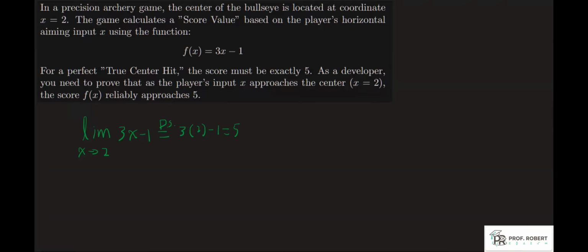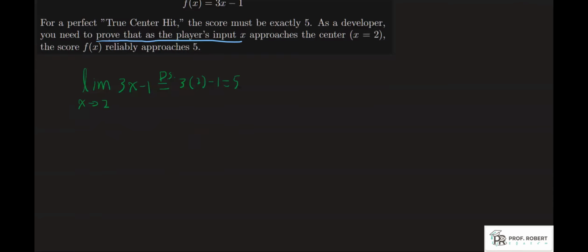Right? But what's even more interesting is that if you look at the problem, it says that you need to prove that as a player's input x approaches the center, the score is 5. Okay, so this actually changes the problem a little bit. It's not just asking us to calculate what the score is when x is 2 or approaches 2. Right? It's asking us to prove it. Then this problem essentially becomes a problem that is asking us to prove that the limit is equal to 5.